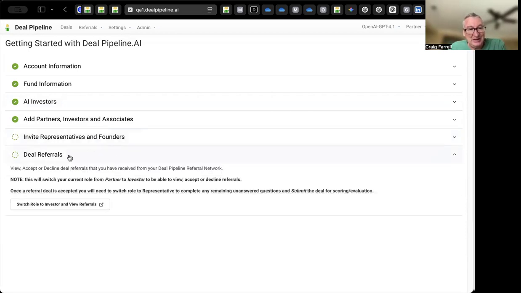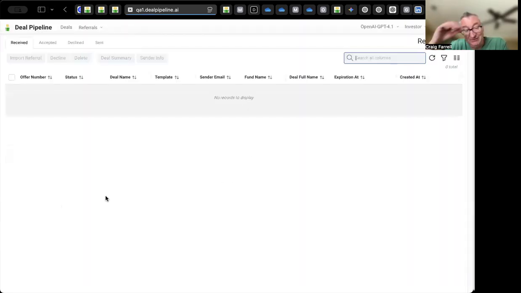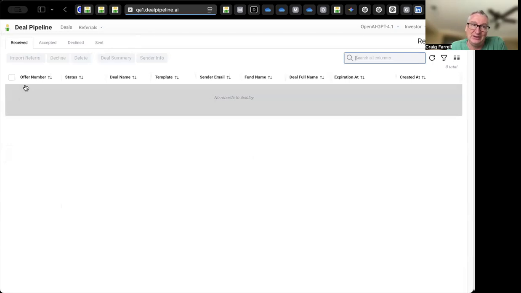And then the last section you'll be able to click on would take you to our referral section, where you can accept a deal that's been sent to you for evaluation. If you do this, it'll take you to our referrals area. At the moment, I don't have a deal, but normally you would click on the deal and then click on import to import the deal. So there you go. That's the steps you would need to go through to set up a fund and how it will all work.